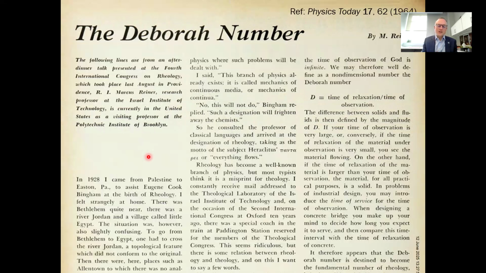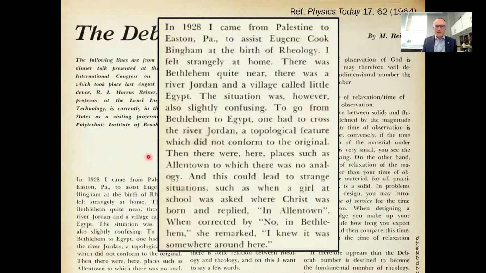Now, when Reiner first came to the United States, he came to my state here of Pennsylvania, although a couple of hours to the east in the Allentown area, where there are other towns that have biblically inspired names, like Bethlehem, for example, which is the home of Lehigh University. And this is what Reiner wrote at the beginning of his paper, or at the beginning of his talk, that in 1928 I came from Palestine to Easton, Pennsylvania, to assist Eugene Cook Bingham at the birth of rheology. I felt strangely at home.